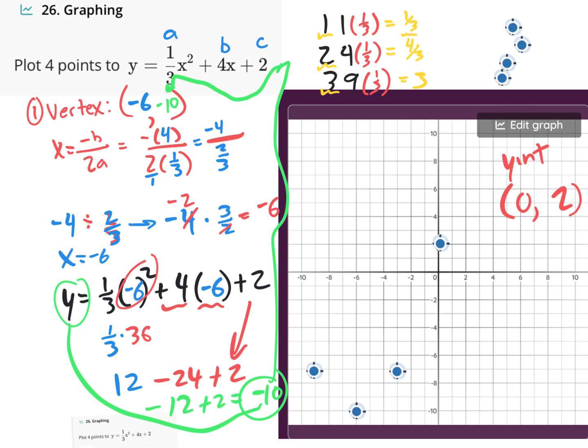And that right there is your answer to this question. And you can't even map it over, because if you go 1, 2, 3, 4, 5, 6, and you go 6 this way, it'll be off the graph. That's why it says plot 4 points. We have 1, 2, 3, 4 points. Hit submit. That'll be your answer.